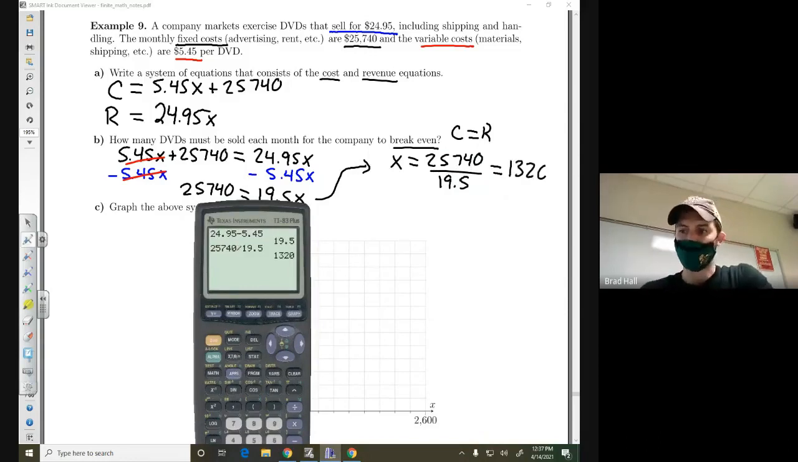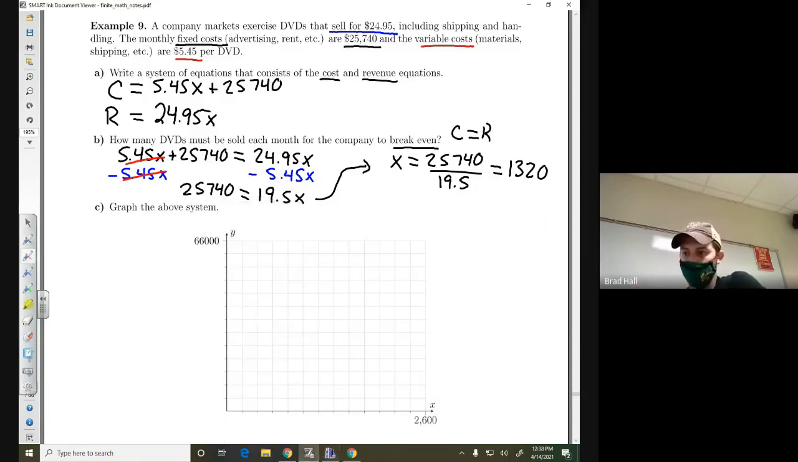So they need to sell exactly 1,320 DVDs, because remember, DVDs represents x. That's how many DVDs they have to sell in order to break even. And this is determined by setting the cost function equal to the revenue function. Does anyone have any questions up to this point?